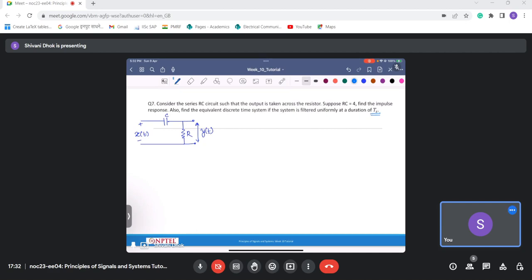So if we do that, then Ys upon Xs can be calculated by simply using voltage division. The voltage across this will be R upon the total impedance, that is R plus 1 by Cs, since the impedance of C is 1 by Cs in the Laplace domain. So this is equal to RCs upon 1 plus RCs. And we know that we have been given the value of RC as 4, so I'll substitute that: 4s upon 1 plus 4s.